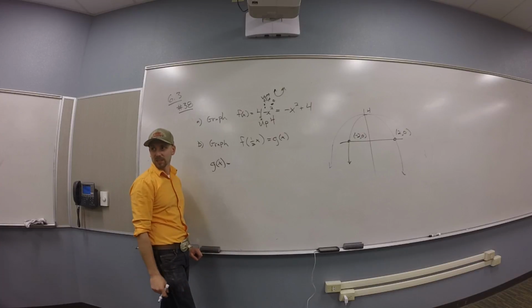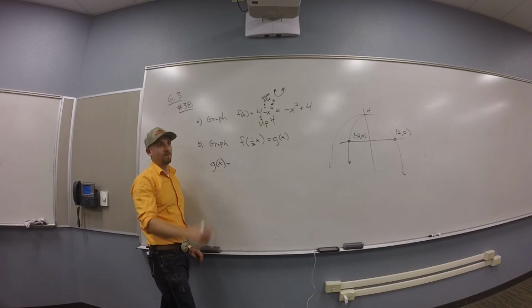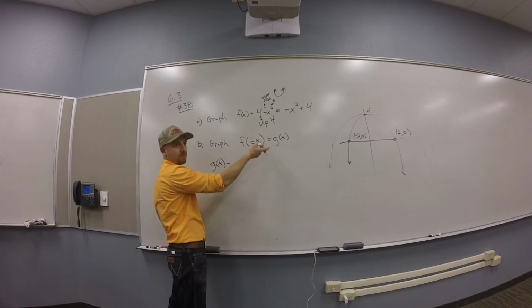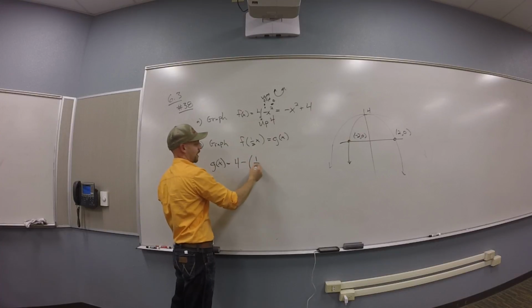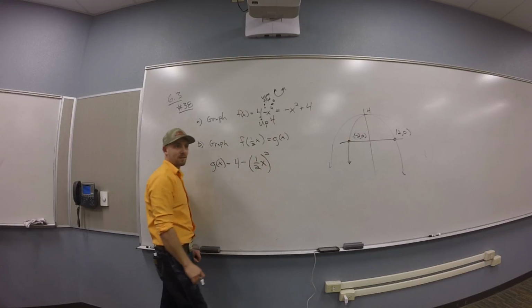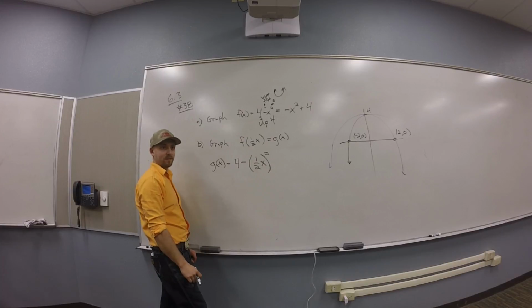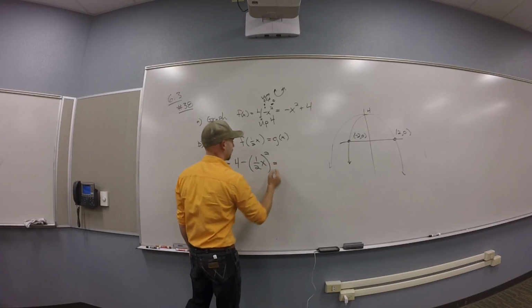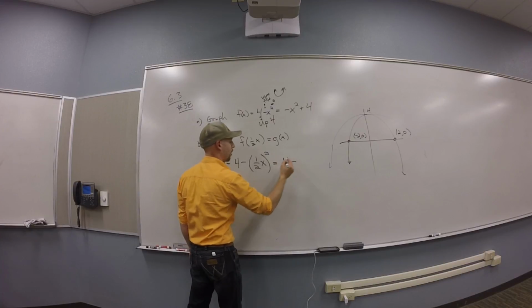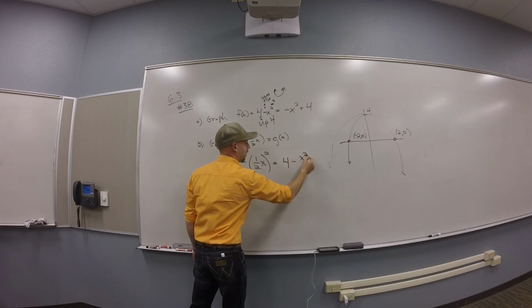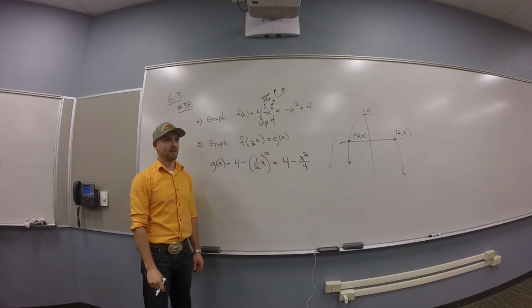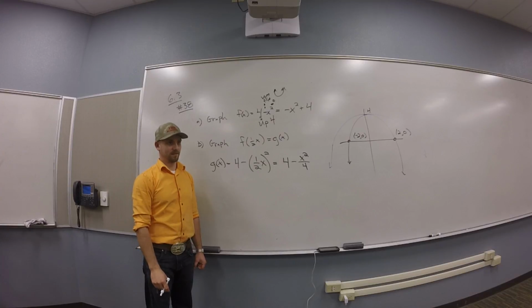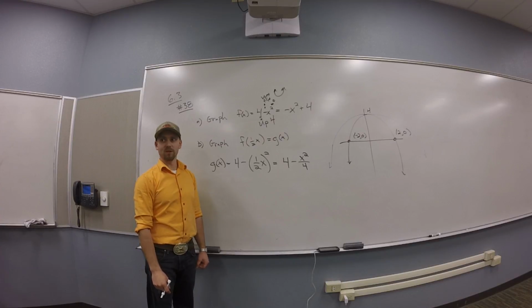So how do you figure out what g of x is? Apply the rule f to 1/2 x, right? So do 4 minus 1/2 x squared. You guys with me on this? Okay, so this is 4 minus x squared over 4. You guys see that? Because the x's are twos. You guys cool with this?